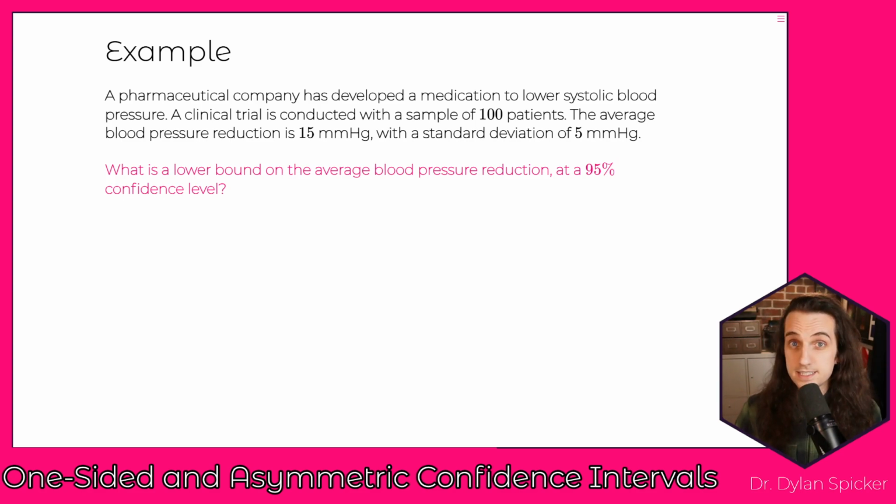So we can take a look at an example to make sure that calculating these is going to make some sense. So we have a pharmaceutical company here. They've developed a medication to lower the systolic blood pressure, right? A clinical trial is conducted with a sample of 100 patients. The average blood pressure reduction is 15 millimeters of mercury, with a standard deviation of 5. Okay. And so what's a lower bound on the average blood pressure reduction at a 95% confidence interval?